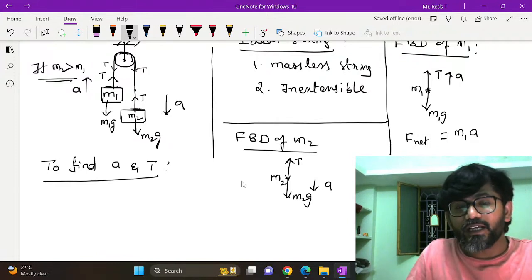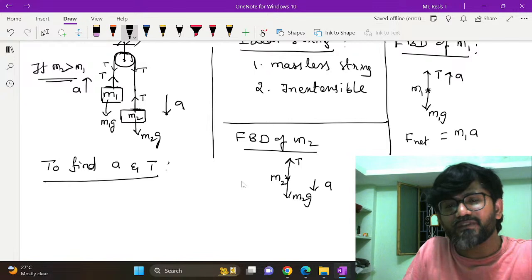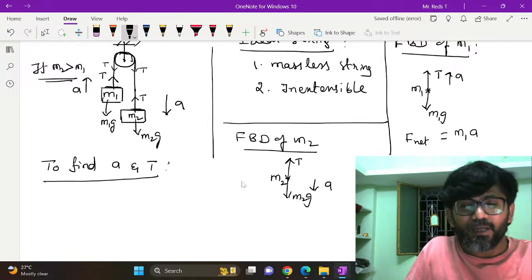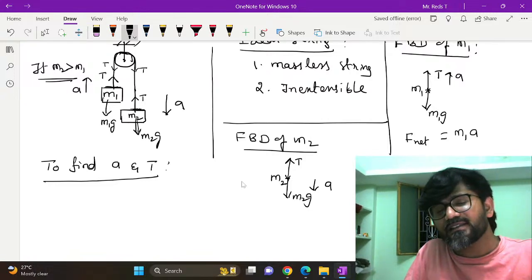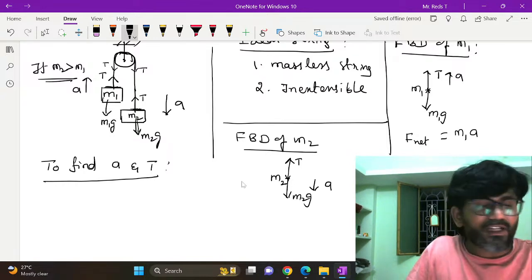Free body diagram means representation of all forces with directions on the body. On M2, M2g is acting downwards. M2g in the diagram, if you observe, is acting downwards, and T is acting upwards. These are the two forces acting on it. As a result, it is moving down with an acceleration a.